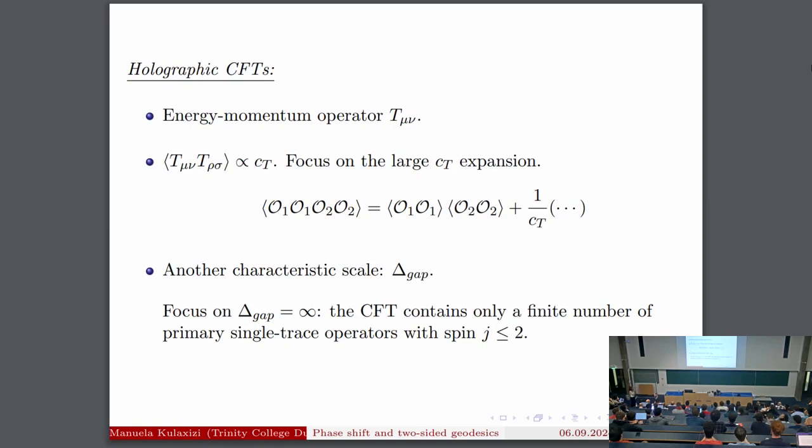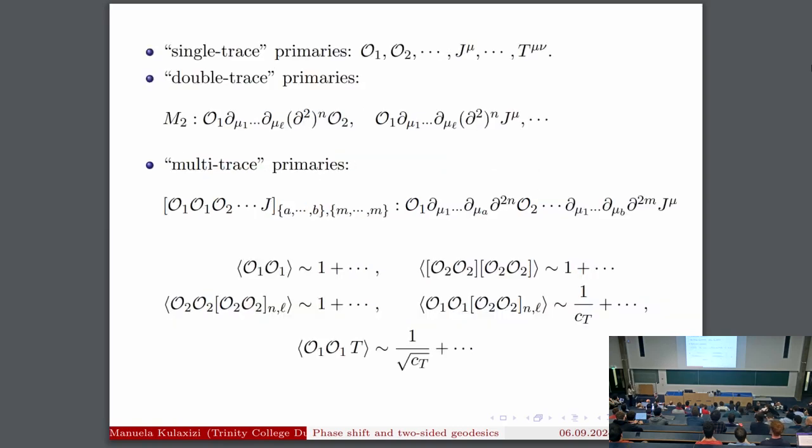In practice, in the context we will discuss, we will perhaps consider more terms in the 1 over C_T expansion, but we will always be thinking of the gap being infinite. So we have these basic ingredients, what we call the single trace primaries: a finite number of operators, perhaps scalars, other conserved U(1) charges, and the stress tensor.